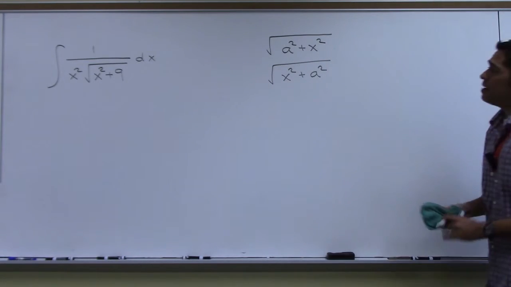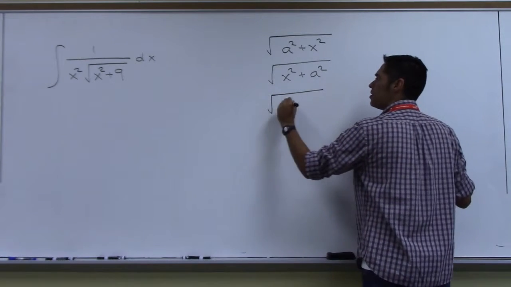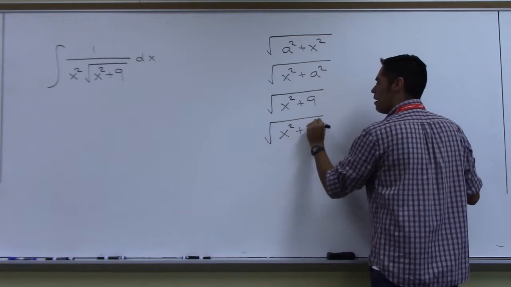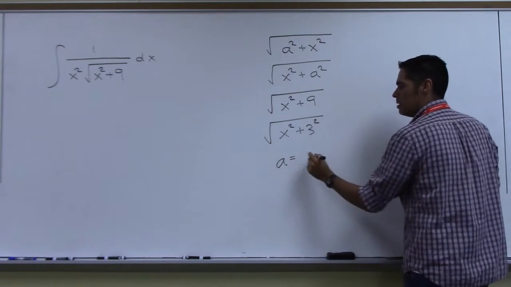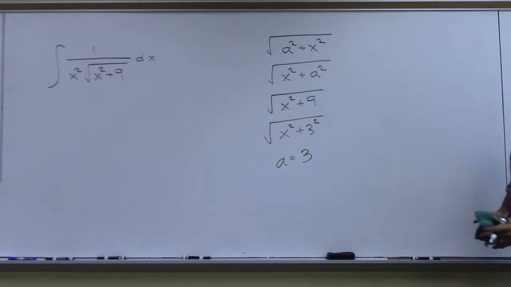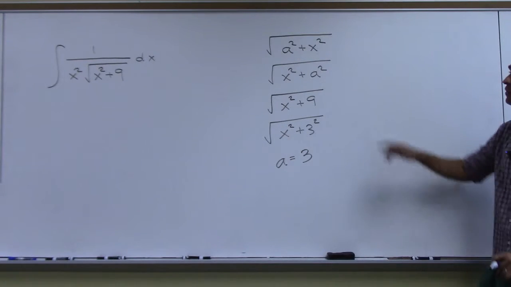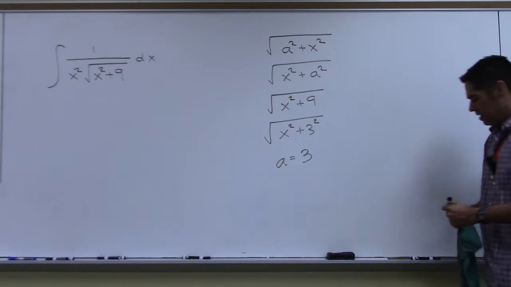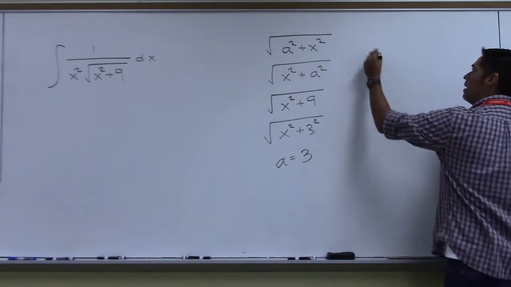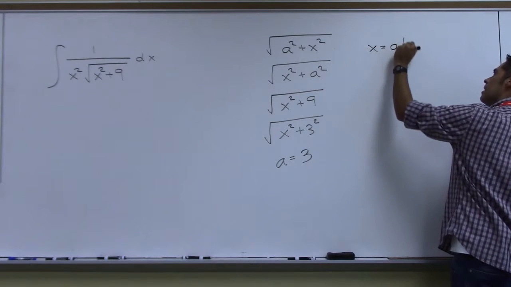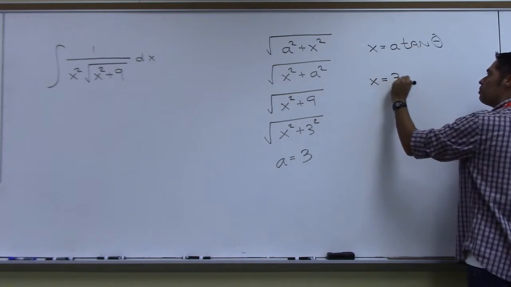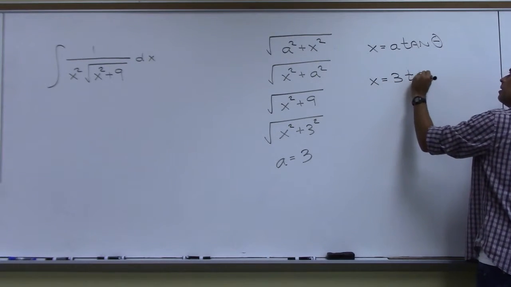So that's the same thing. We have that format. For us, it's x squared plus 9, which means x squared plus 3 squared, which means a for us is 3, right? And when you have this form, what does the paper say you should do? What's the substitution I'm going to make? x is a tangent theta, which for us in this problem will be 3 tangent theta.